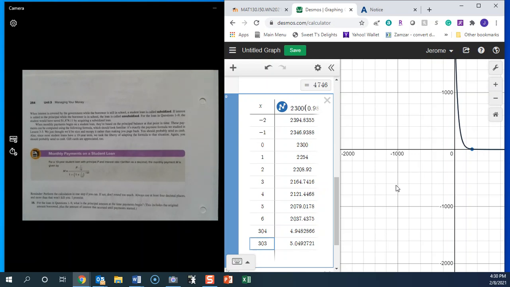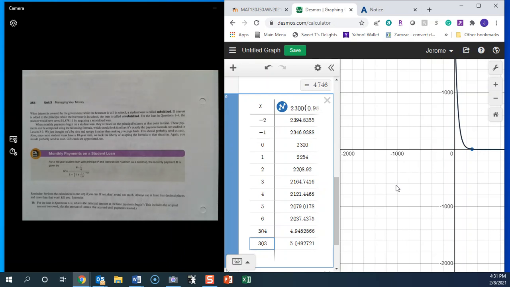It says when interest is covered by the government while the borrower is still in school, a student loan is called subsidized. If interest is added to the principal while the borrower is in school, the loan is called unsubsidized. For the loan in questions 1 through 9, the student would have saved $1,878.11 by acquiring a subsidized loan.